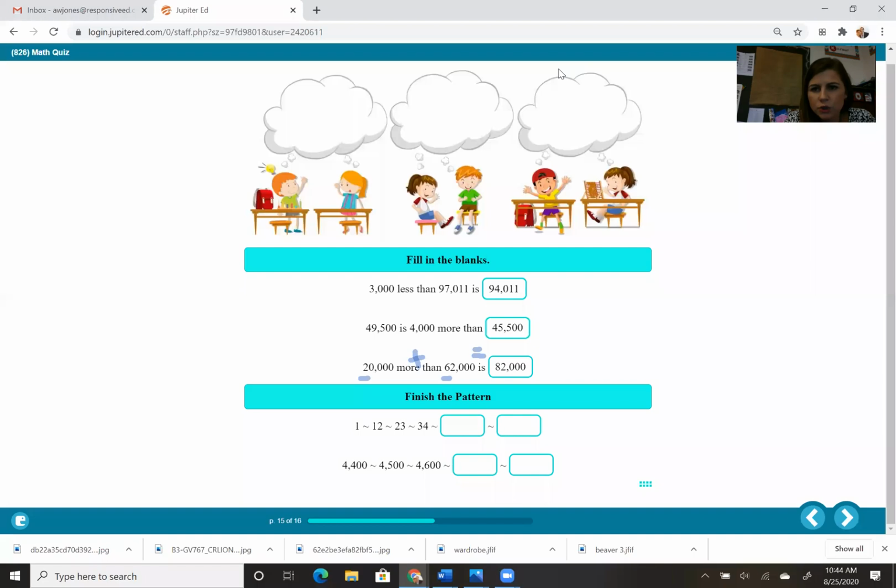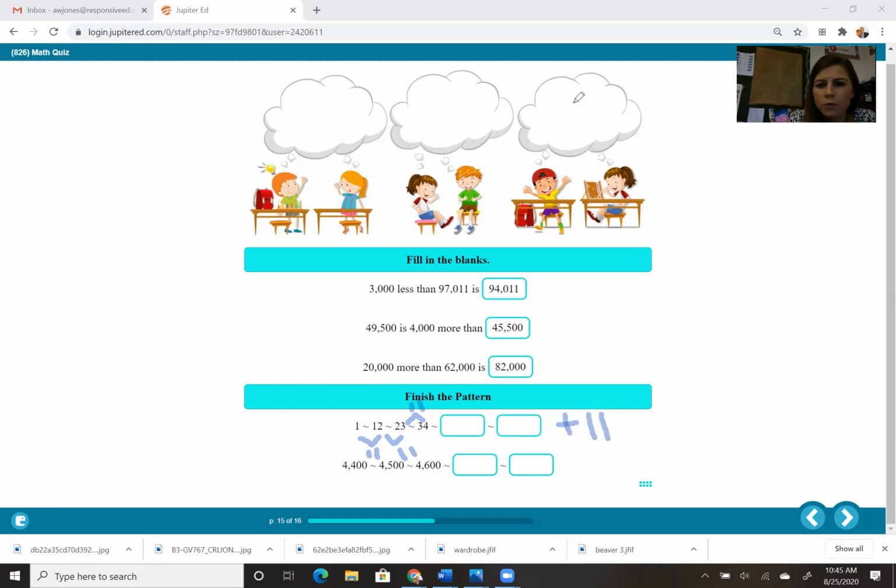Now finish the pattern. Something you can do to figure out the patterns is to subtract the numbers. So see what the difference is. What is the difference between the 1 and the 12? It's 11. Okay, what's the difference between the 12 and the 23? Also 11. What's the difference between 23 and 34? Also 11. And is it going up or down? It's going up. So your rule would be plus 11.